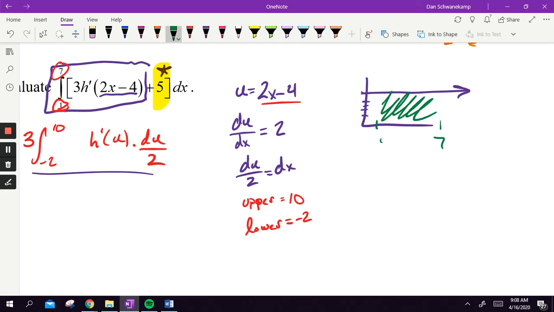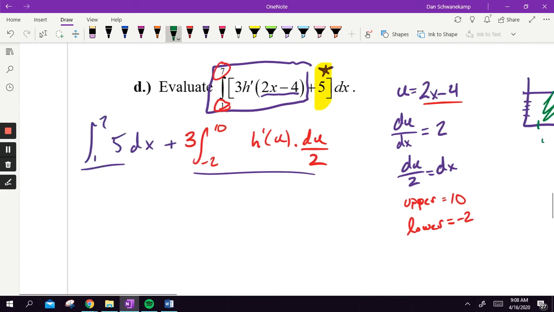And so, hey, it's 6 across. It's 5 tall. Oh, this answer right here is just 30. You could have integrated it, but I just like doing it that way. Okay, so 30. That's what this guy is. Plus, I'm going to pull out that 3/2. I got that 2 right there. I pulled it out in front. I'm integrating from -2 to 10, h prime u du.